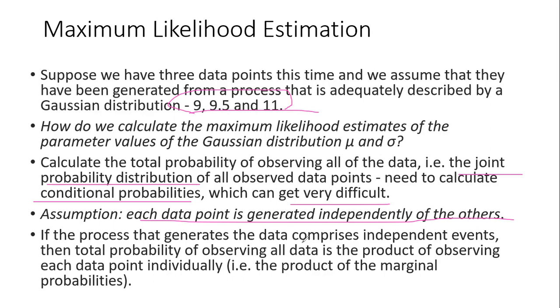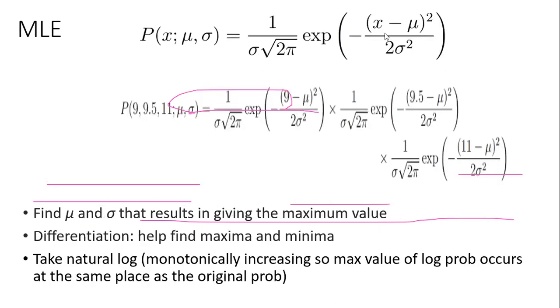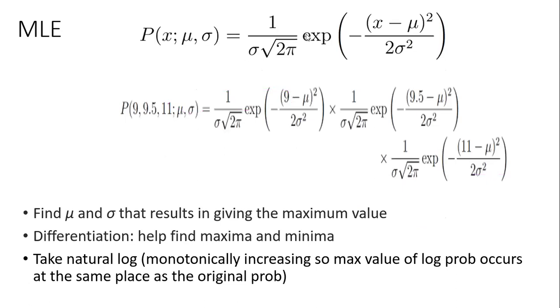Okay. So after we make this assumption, then what? Now, this is the PDF function of the normal curve. If I am assuming that I have these three points, and all are independent, then I have this formula. I just plug in 9 here, 9.5 here, 11 here, and mu and sigma remain the same because the curve is the same. The distribution is the same. Data points are different, but the distribution is the same. So therefore, mu and sigma will remain the same. Now I have to solve this.